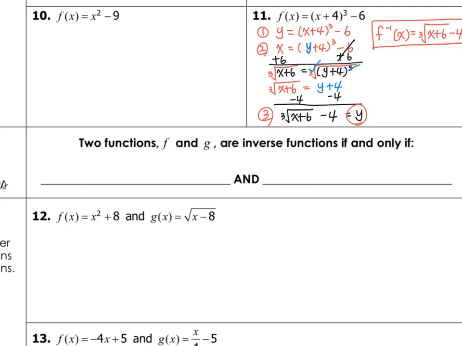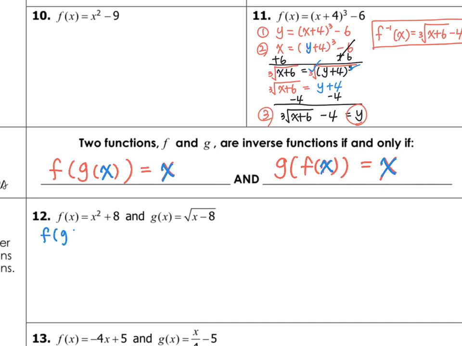So how can I verify two functions f and g are inverse functions of each other? If f of g of x is equal to x and g of f of x is equal to x, which means it will come out as the same input as a result, then they are inverse functions of each other. So let's practice quickly on number 12.